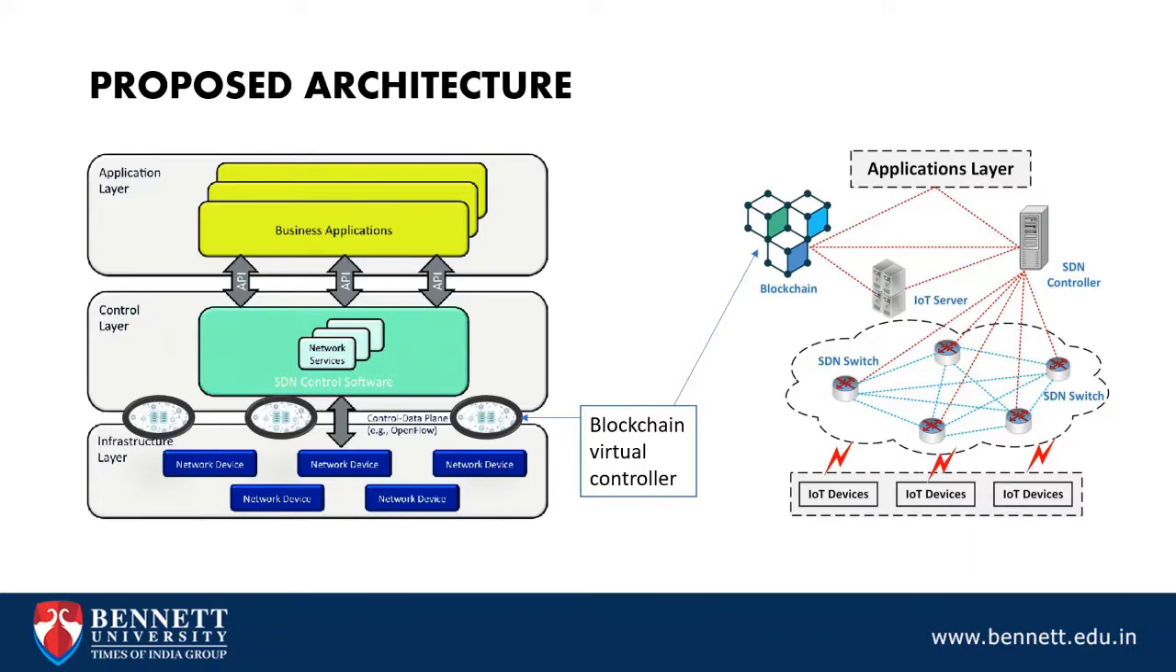All the data requests that are sent from any switch to another switch, or from any IoT device to another IoT device, have to first pass through the virtual controller, and then they eventually go to the SDN controller, which sends the actual requests to the designated location. That's how the proposed blockchain architecture works.